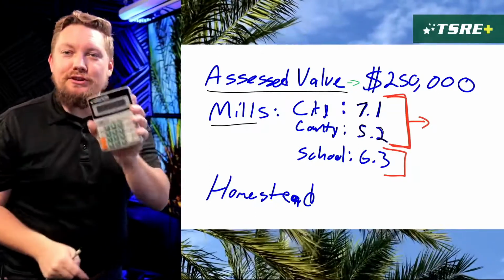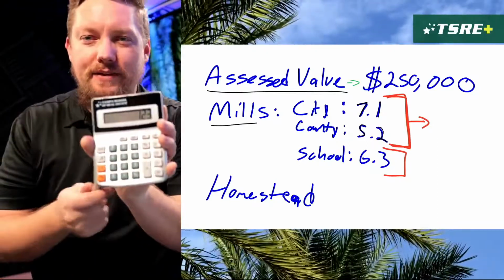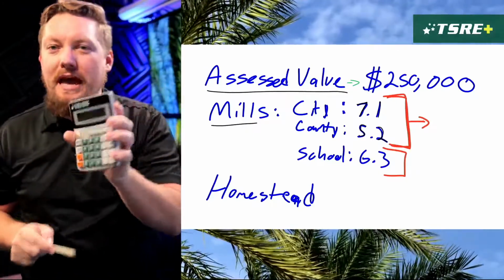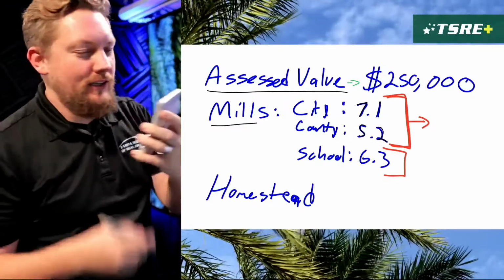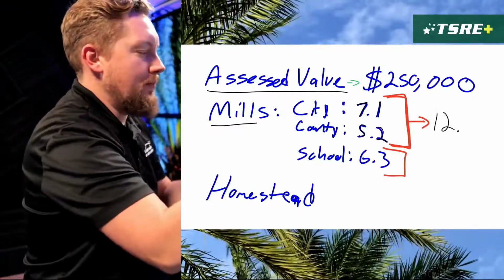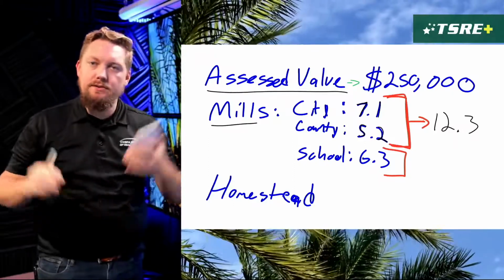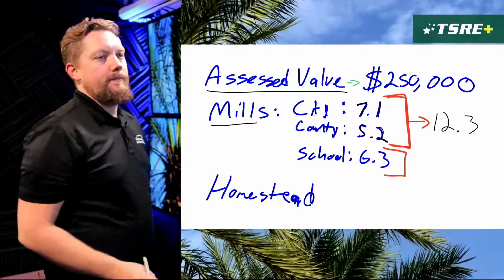But the good news is you get to use a calculator on your exam. Just like this calculator we've got here. We've got Tampa School of Real Estate calculators featuring with and without beep, so it can be exam compliant. But when you punch those into your calculator and double check your math, you should come up with 12.3. 12.3 mils for the city and the county, and then we've got 6.3 for the school board.